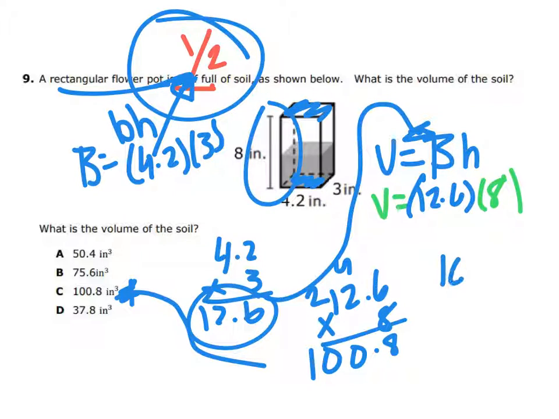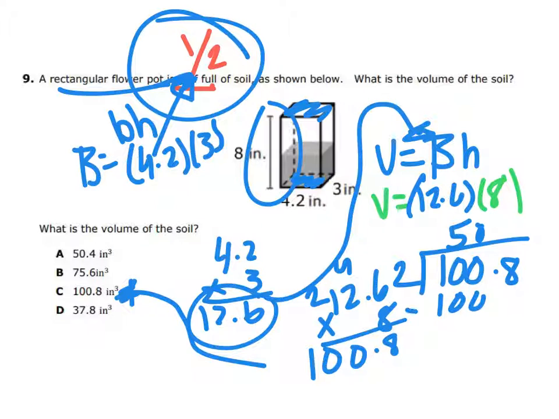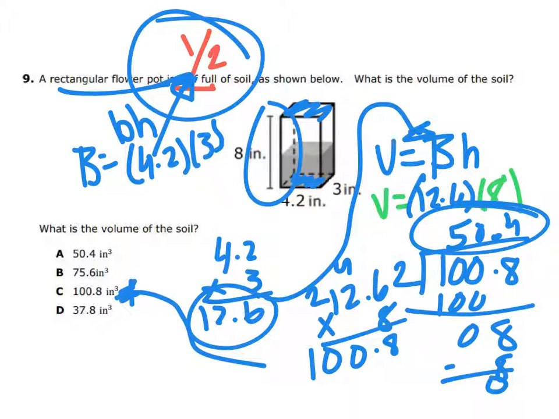So what I have to do is take 100.8 and divide it by 2. Well, half of 100 is 50. Bring down the 8, my decimal comes up. 2 goes into 8 4 times, giving me an answer of A, 50.4. Okay, so that will complete the reteach for the volume.